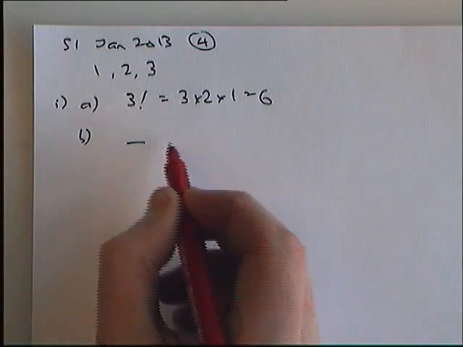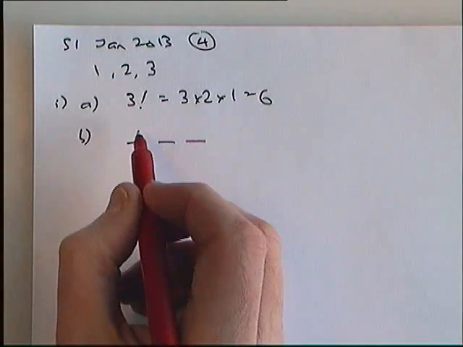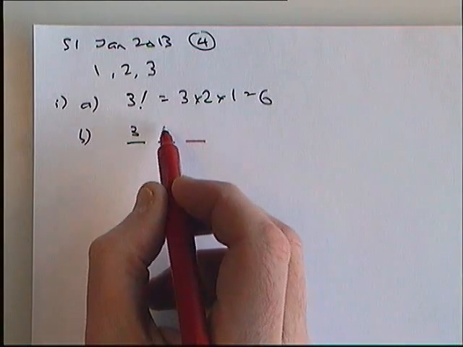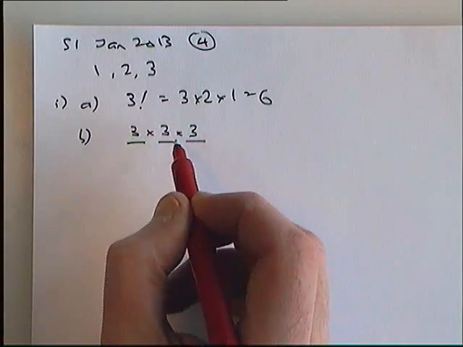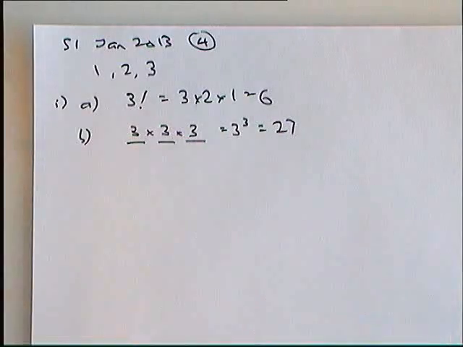Well, if you think you've got 3 digits, the first digit can be any one of those 3. The second digit can also be any one of those 3 because repeats are allowed, and the third one can be any one of those 3. So if I times those together, 3 times 3 times 3, which is 3 cubed, you get 27.